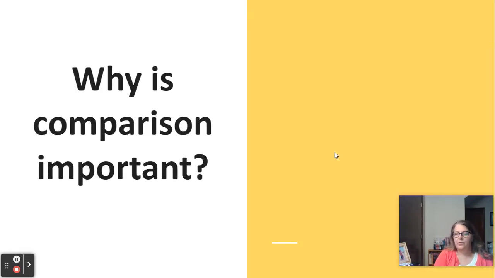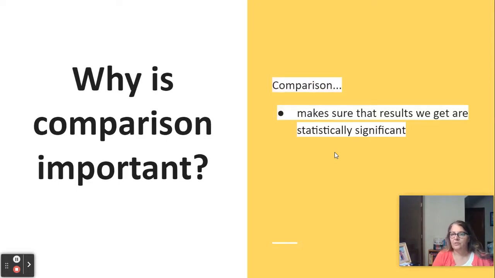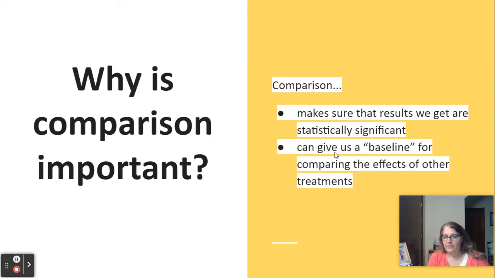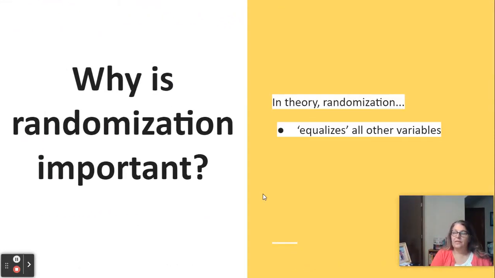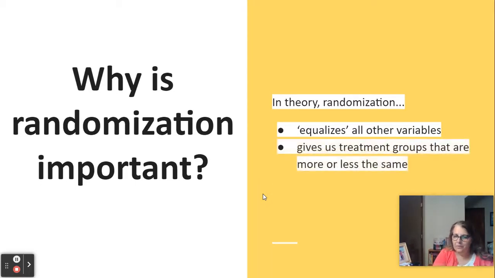Why is comparison important? Well, it helps show whether the results we are getting are statistically significant. So it gives us a baseline for comparing the effects of other treatments. And then the second thing you have is randomization, which is the chance assignment of subjects and units to treatments. And why is this important? It equalizes all your other variables. Remember when we talked about there might be some lurking variables out there. Well, when you use randomization, you kind of equalize all those variables and get treatment groups that are more or less the same.